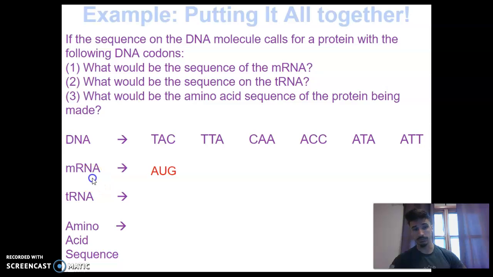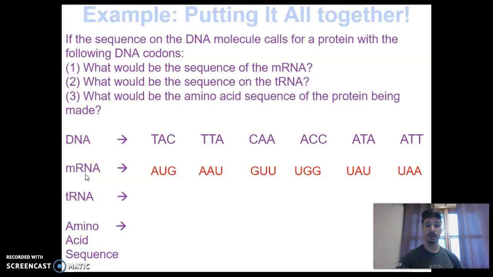So AUG, AAU, GUU, UGG, UAU, and UAA. This is the mRNA. This is the complementary sequence to the DNA. This is what's going to leave the nucleus and head out and find the ribosome. Now remember, the tRNA is going to be complementary to the mRNA, right? So it's going to be the opposite of the mRNA.